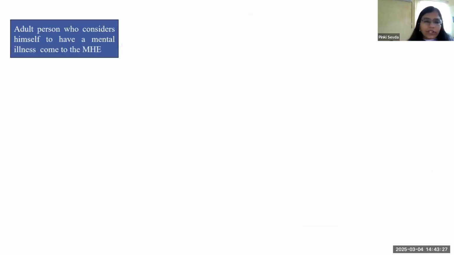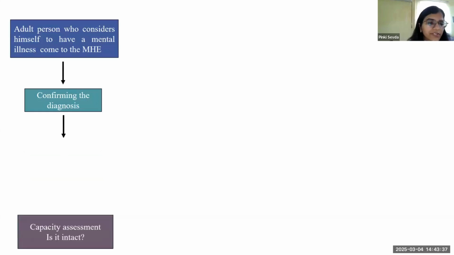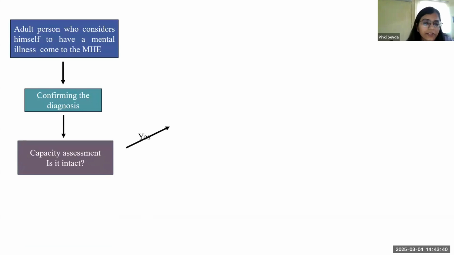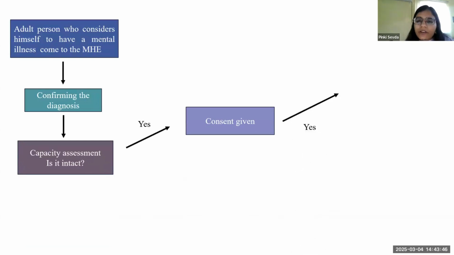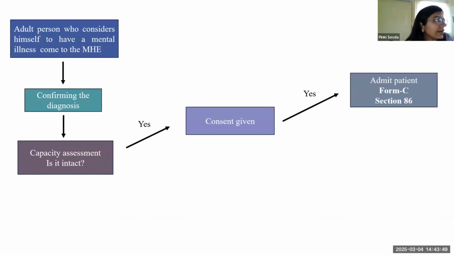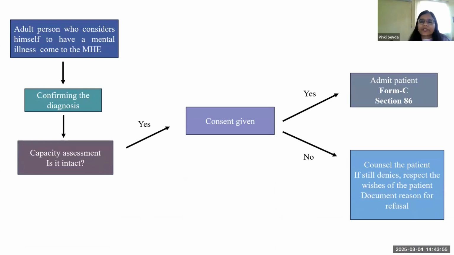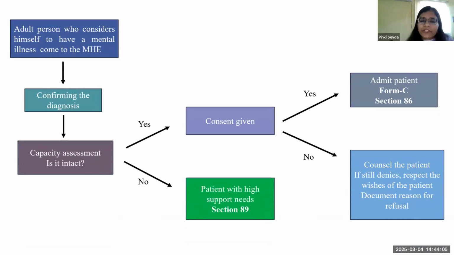So what we will do in these cases: if any adult person who considers himself to have a mental illness comes to the MHCA, we will confirm the diagnosis. Then we will see the capacity. If capacity is intact, then we will see the consent of the patient. If he is willing for admission, then we will admit the patient. We will apply form C under section 86. If the patient is not willing for admission, but capacity is intact, then we will counsel the patient. If he still denies, then respect the wishes of the patient and document the reason for refusal in the file. If capacity is not intact, then we will see high support needs in section 89 in further slides. So this was case 1. In case 2, we will counsel the patient.